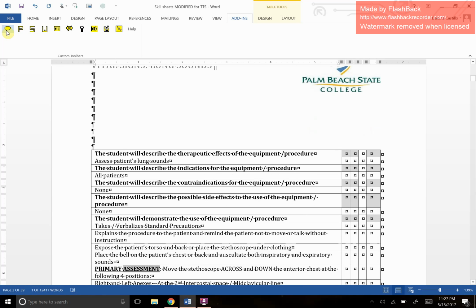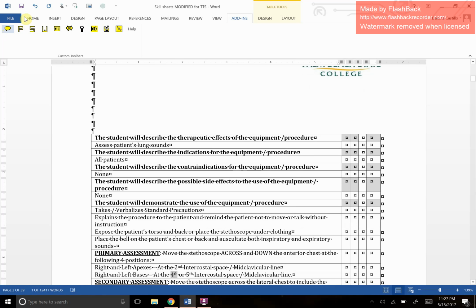Primary assessment. Move the stethoscope across and down the anterior chest at the following 4 positions. Right and left apexes at the second intercostal space/mid-clavicular line. Right and left bases at the 4th or 5th intercostal space/mid-clavicular line.